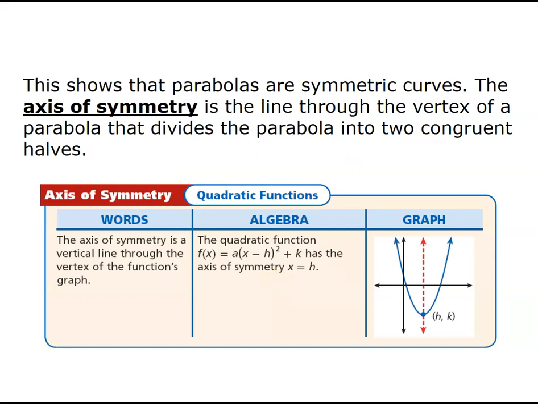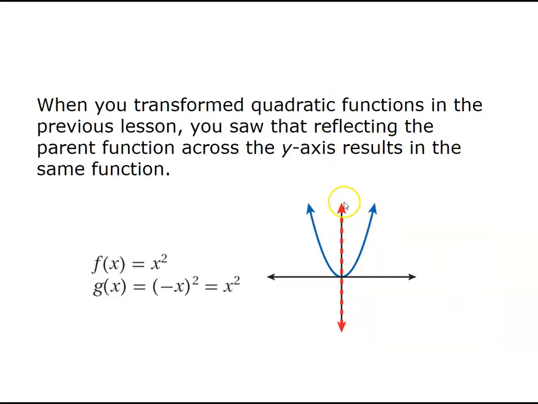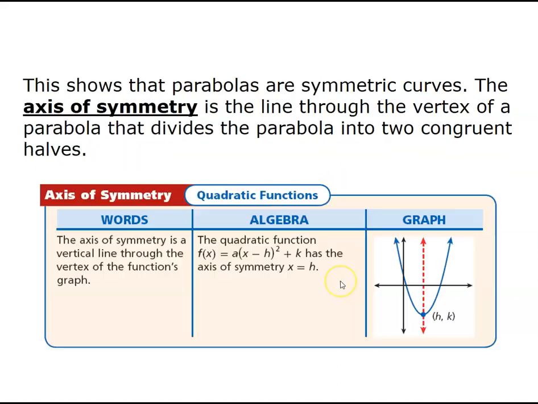This shows that the parabola is a symmetric curve. The axis of symmetry is the line through the vertex of the parabola that divides the parabola into two equal parts. So the line divides the graph into equal parts of the parabola. Here we have the line of symmetry, which is at 0. The axis of symmetry is the vertical line through the vertex of the function or graph.